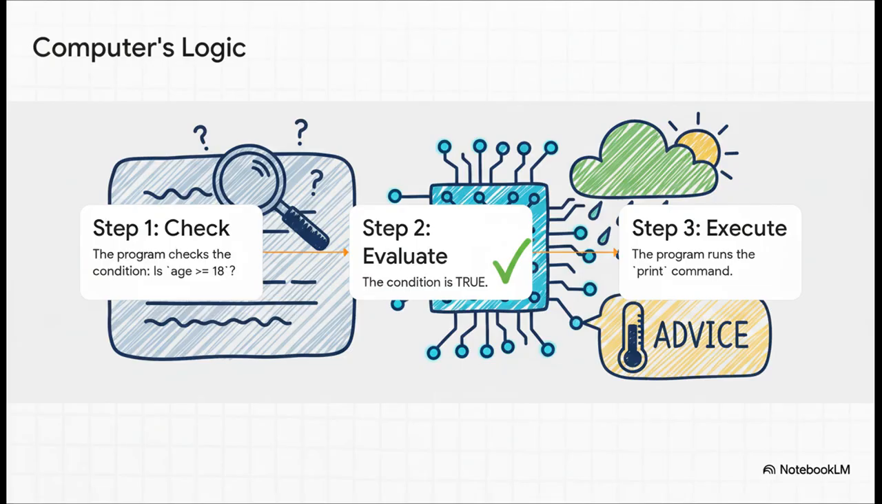And that right there, that's exactly how the computer thinks. It's not some kind of human intuition, it's a strict logical flow. Step 1, check the rule. Step 2, figure out if the rule is met, true or false. Step 3, run the code only if the answer was true. It's simple, it's predictable, and it's incredibly powerful.